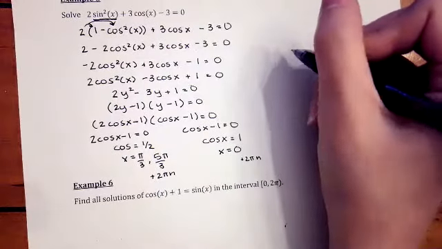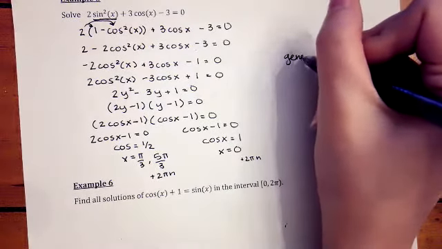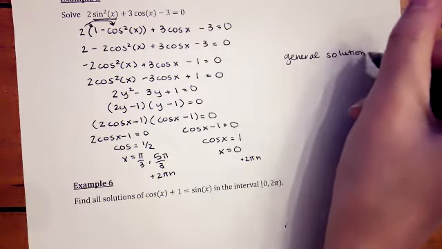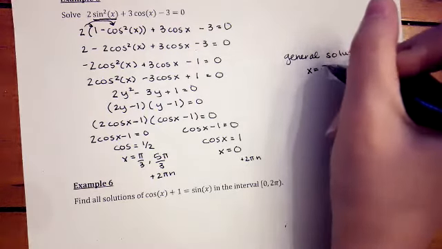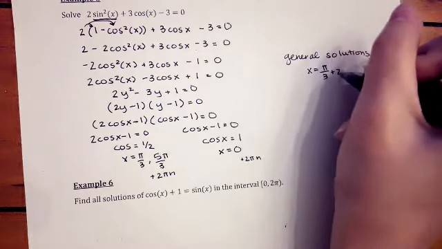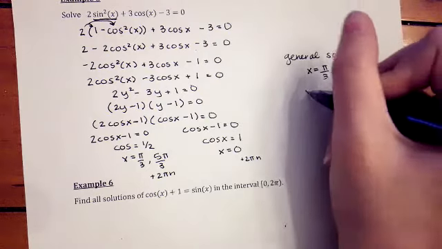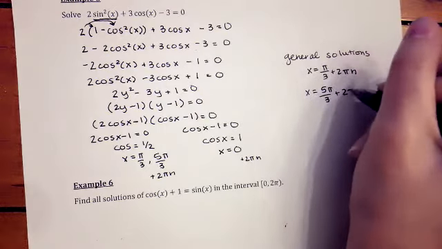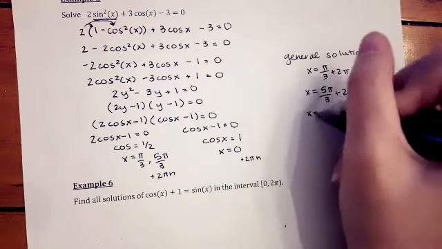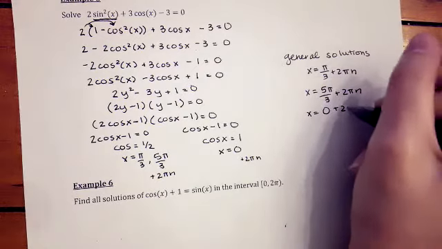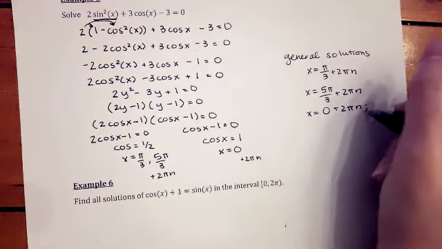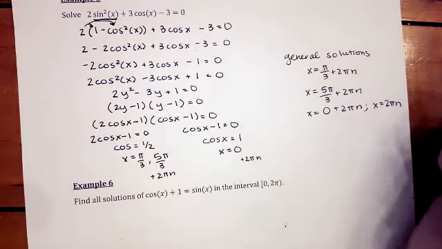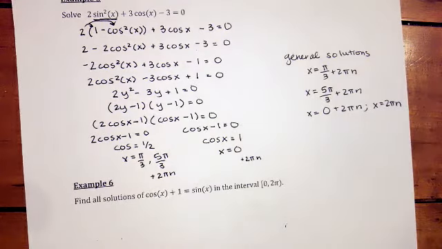Okay, so we actually have 3 general solutions here. We have x is pi over 3 plus 2 pi n. We have x is equal to 5 pi over 3 plus 2 pi n. And we have the x is 0 plus 2 pi n. Or if we wanted just to write that as x is equal to 2 pi n, that would be fine.